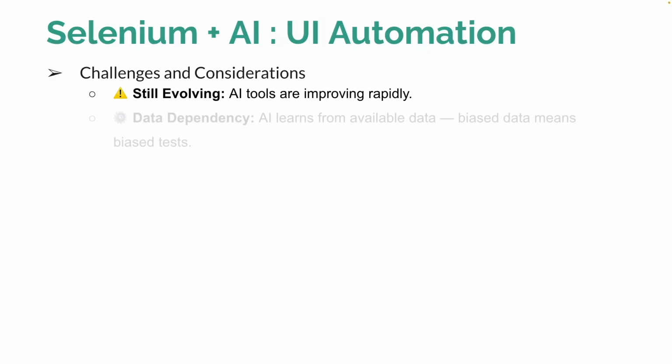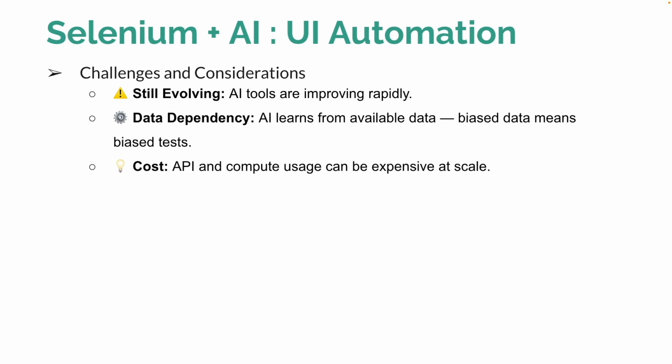Second is data dependency. AI learns from the available data. Biased data means biased test cases. So you need to be very careful about the data. Whatever data you submit to the AI, it will only respond on the basis of that particular data. If you are submitting faulty data, you will get a faulty result.